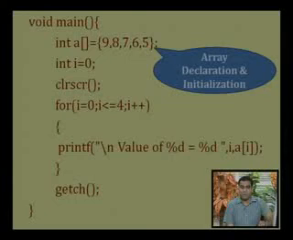So what will be the size? The size will remain 5, but a null will be added as the last character. So the size will be 6, not 5. Okay, and I am initializing the values as 9, 8, 7, 6 and 5.